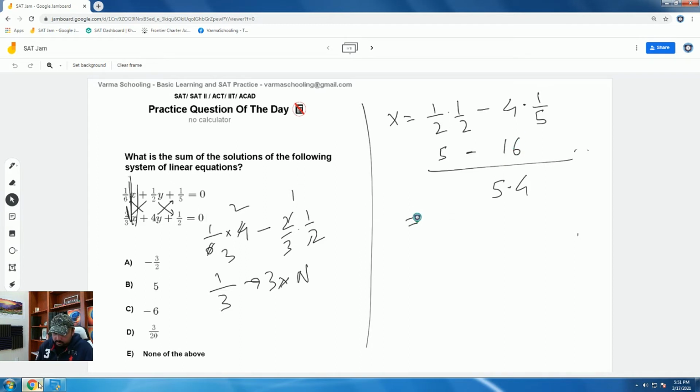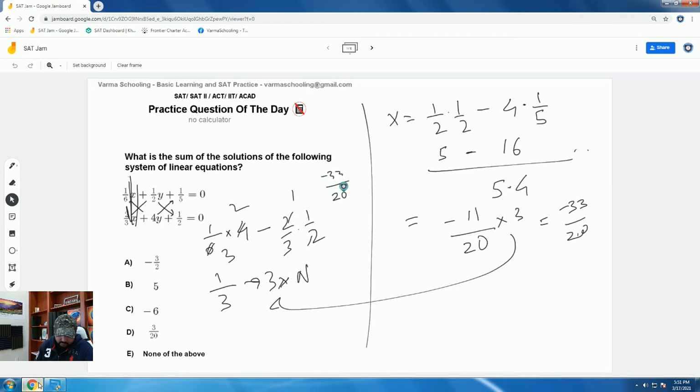So that becomes negative 11 over 20 times our multiplier 3. The answer becomes negative 33 over 20. Right? So then we got our x value, negative 33 over 20, pretty easily. Let's calculate our y value.